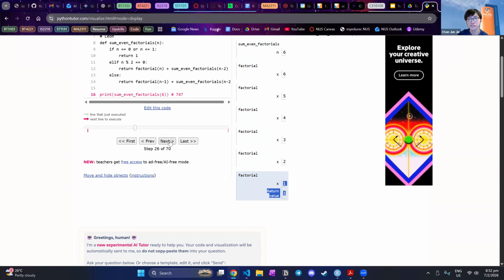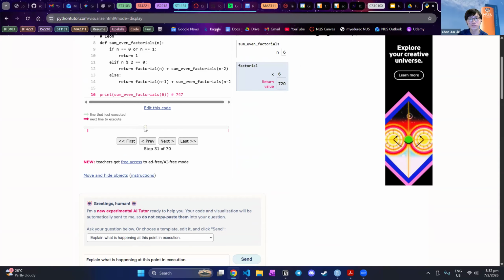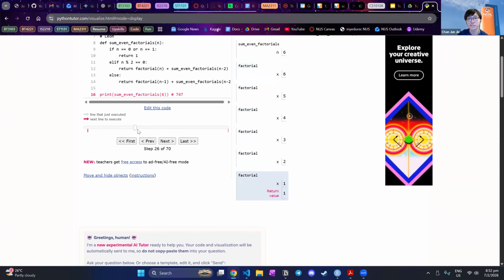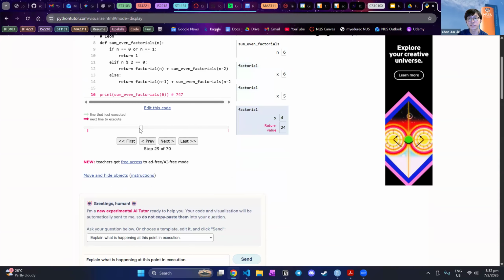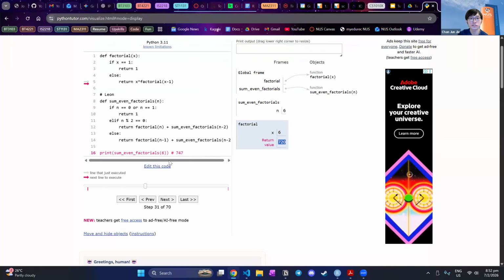Once we reach the base case, it will collapse in on itself, right? Because we have calculated the value we needed already, 720. And this continues.